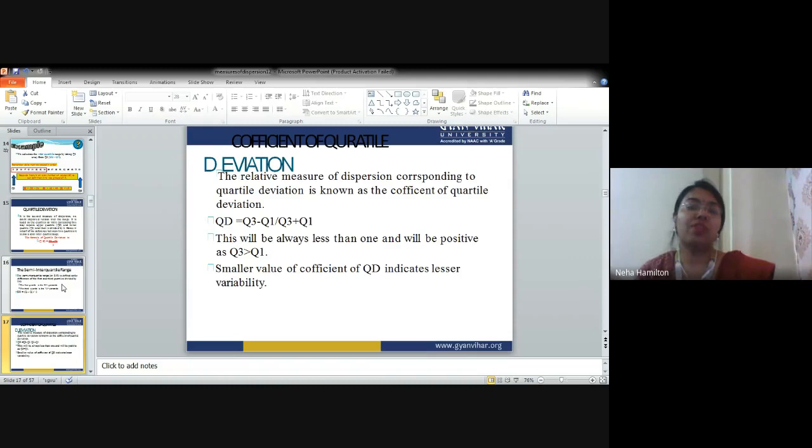And this will always be less than 1 and will be positive, as Q3 is always greater than Q1. Because, as I have told you, you have to arrange the data in increasing order, right? If you arrange the data in increasing order, the second part is Q3, the first part is Q1, so Q3 has to be greater than Q1. A smaller value of the coefficient of quartile deviation indicates lesser variability. So the smaller the value of quartile deviation, the smaller the variability; the higher the value, the higher the variability, right?